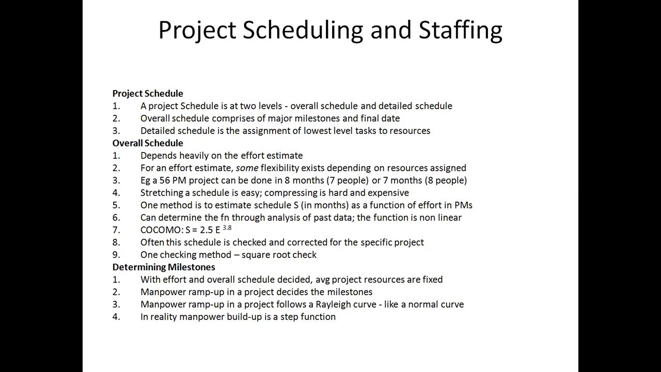In a project, the scheduling activity can be broken into two sub-activities, namely overall schedule and detailed schedule. Coming to the overall schedule, one method to determine the normal overall schedule is to determine it as a function of effort.